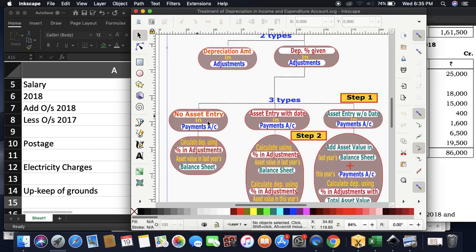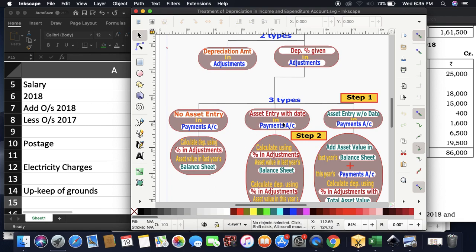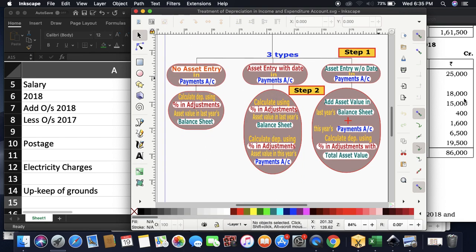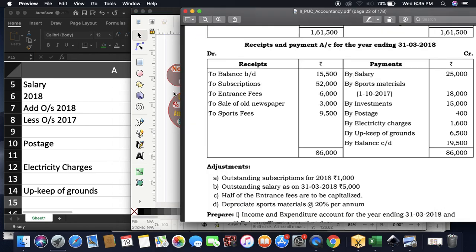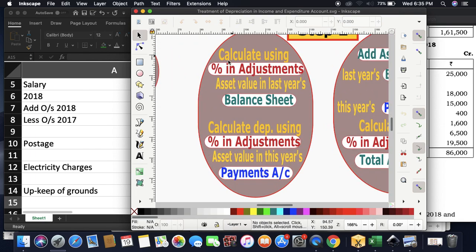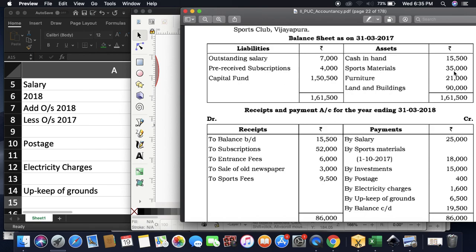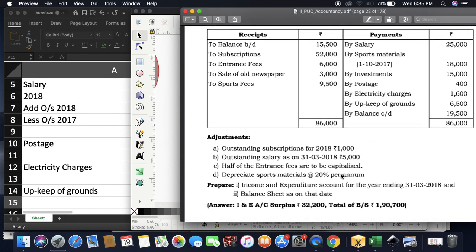One is there won't be any asset entry in the payments, that means sports material wouldn't have been here. Or the other alternative is it would have been given but there is no date given. But for us it is the second category that we are interested in. So the asset entry is there and the date is also there. So if that's the case, we should calculate using the percentage in the adjustments with the asset value in last year's balance sheet. What this is telling us is you take this 35,000 and calculate depreciation based on this percentage.